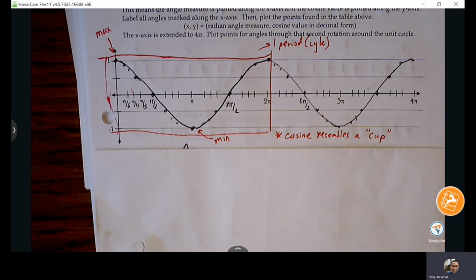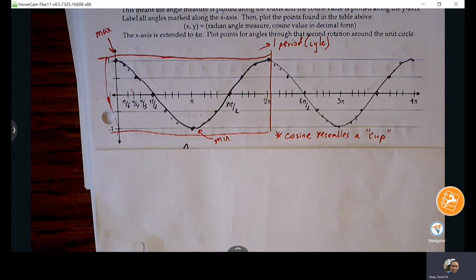So we see that the max is still at a 1, the min is still at a -1, our period is still 2 pi, domain is the same, range is the same. It starts at a different spot, and something that may help from a visual perspective is think of cosine resembling a cup. So if you think of it from 0 to pi, it has that cup shape about it, and so maybe that will help you remember the distinction between cosine and sine. They're basically the same curves, they're just a little bit off in terms of their starting points.